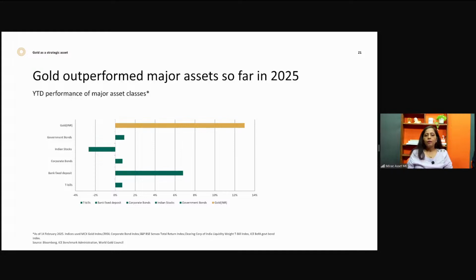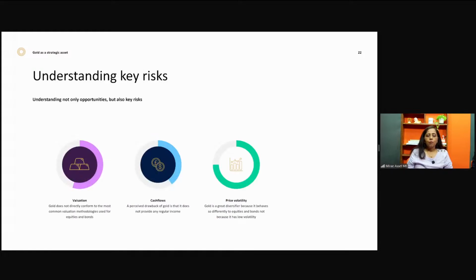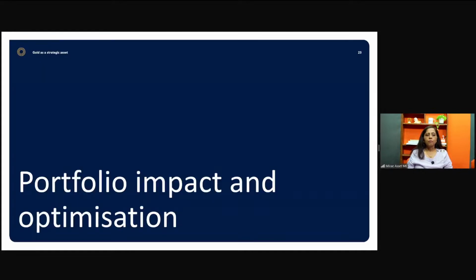And we hope that the performance continues. What's important to understand is that gold doesn't conform to typical valuations that you would see in equities and in bonds. It's also, in terms of price volatility, not very volatile. And therefore, sometimes it doesn't really give you the returns that you expect over the short term.